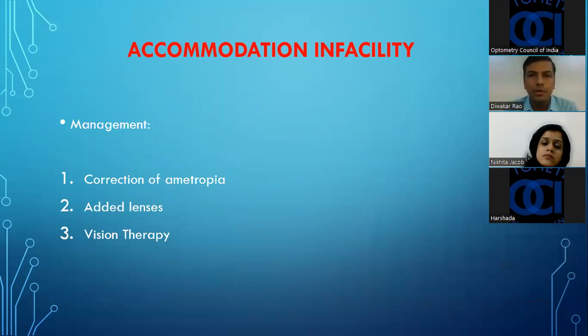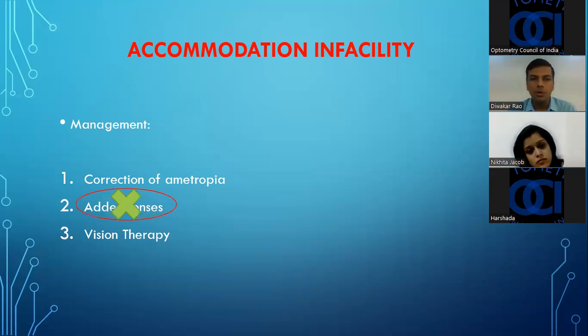Management of accommodative infacility: correction of ametropia, added lens and vision therapy. These are the common options. But here the added lenses would not be a good option. If they have any refractive error, you correct it. But this patient was having plano 6/6 N6 for both the eyes. So hence there is no refractive error correction. But vision therapy was appropriate for this patient. So hence we will talk about vision therapy management for this case.